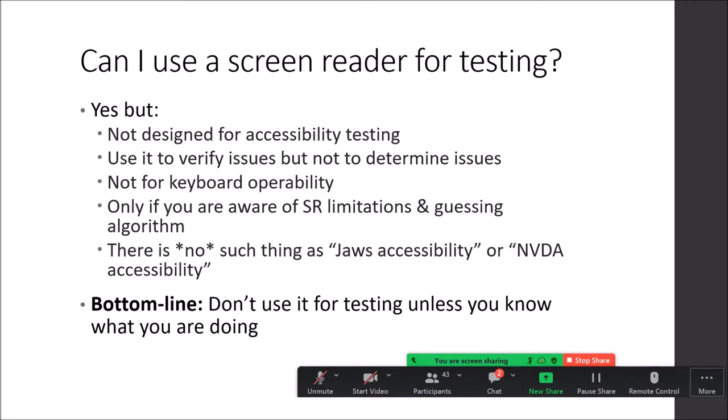Or if you type another letter, it might be different. In NVDA, for example, if you type letter F for form control, it takes you to the next form control. But remember, you are in reading mode. When you get to that form, you have to interact with the form.